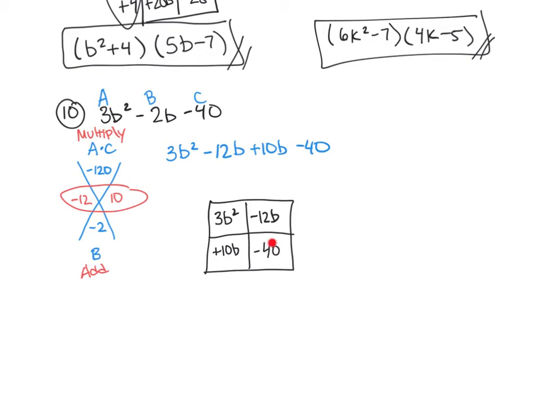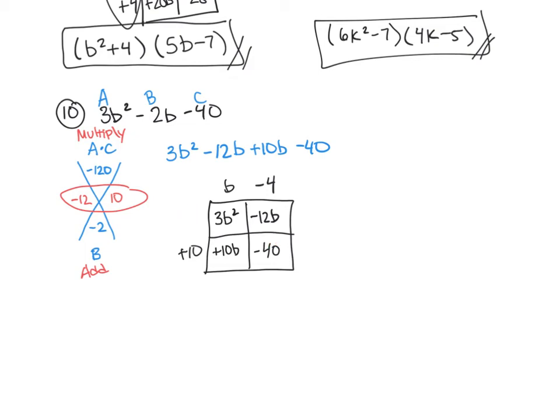Well, if we start with up and down, negative 12b and negative 40, I can pull a negative 4 out of both of those. For 3b squared and 10b, 3 and 10 can't pull anything but the b's. I can pull out a b. And then I might ask myself, what do I need to multiply b by to get 10b? I'm going to multiply it by a positive 10. And I know I've done this correctly because negative 4 times 10 gets us negative 40.